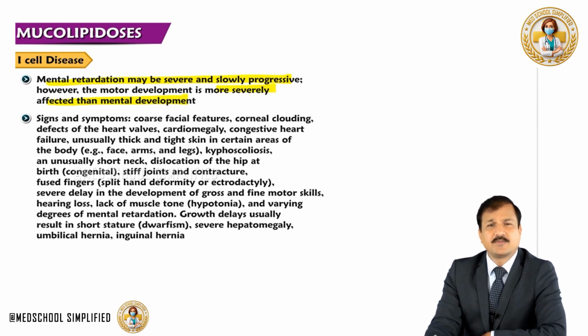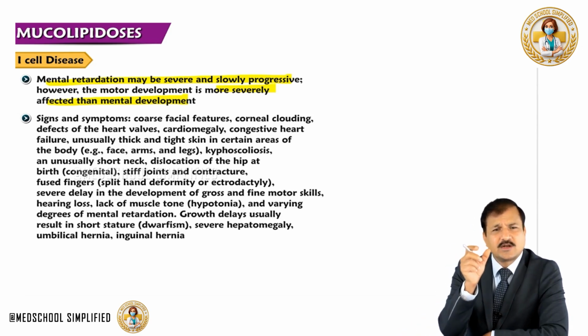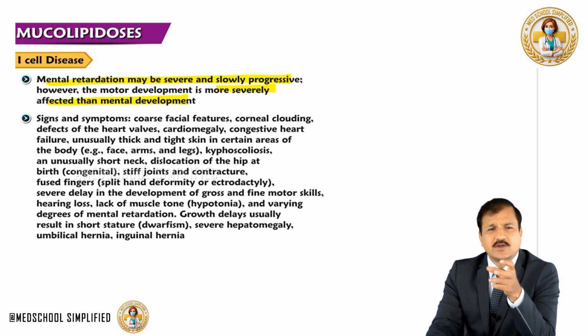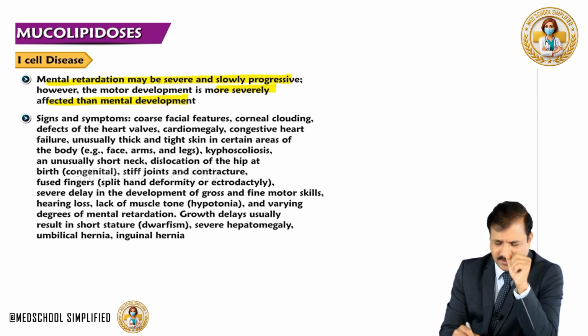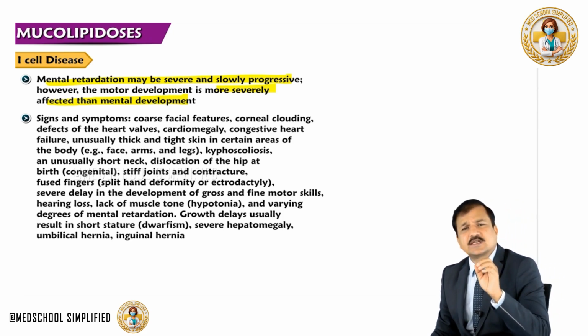in heart valves, cardiomegaly like Hurler syndrome, congestive heart failure, unusually thick and tight skin seen in certain areas of the body, kyphoscoliosis like Hurler syndrome, unusually short neck like Hurler syndrome, dislocation of the hip at birth, which can be like congenital dislocation of the hip, stiff joints and contracture like Hurler syndrome, and fused fingers, one of the things that you see here in I-cell disease, like a split hand deformity or ectrodactyly, that's what is referred to, which is seen in I-cell disease.